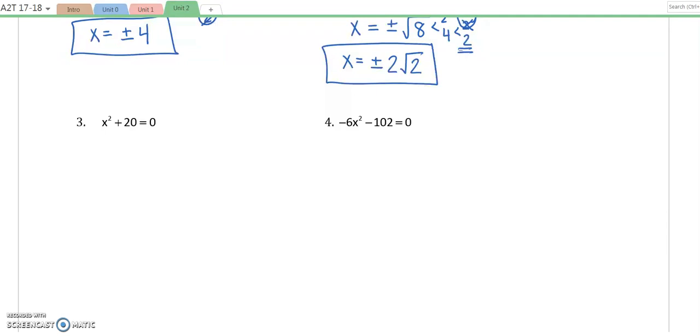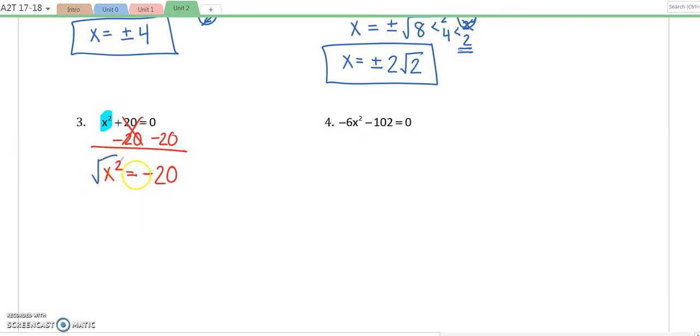So number 3, same idea. I'm trying to get my x squared by itself, so I'm going to subtract 20 from both sides. And that'll give me just x squared on the left, and 0 minus 20 is negative 20. Now again, I am going to square root both sides. Square root and the square cancel out, and I have to remember the plus or minus on the other side. So we have x equals plus or minus the square root of negative 20.